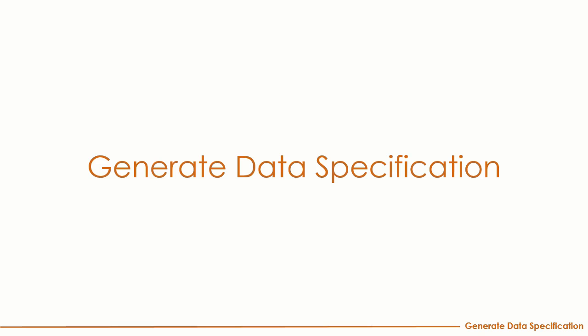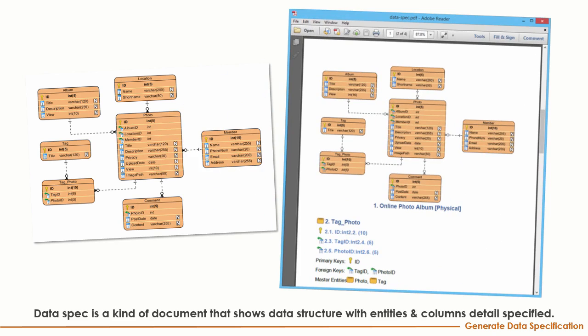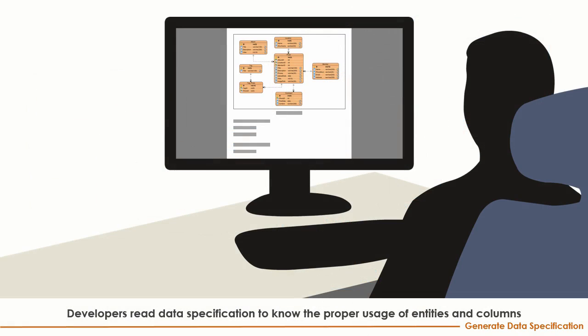Generate data specification. The data specification is a kind of document that shows the data structure, including the entity, the columns, and the relationship. That's for the developer to read, to understand how to use the database. It is especially useful if you have a new team member who can read the data specification and get familiar with the database architecture of the system.